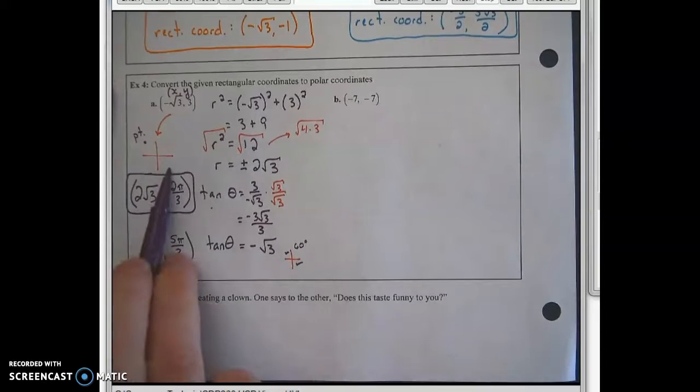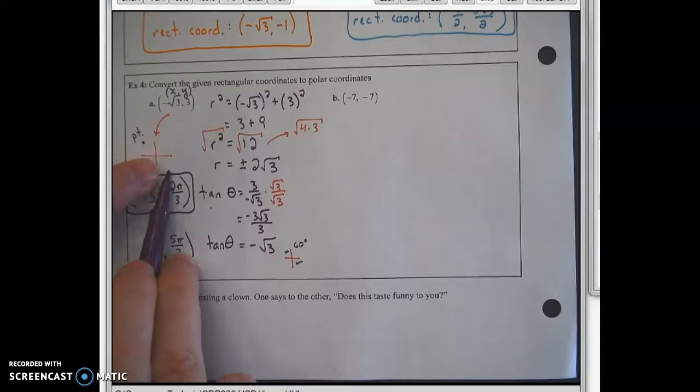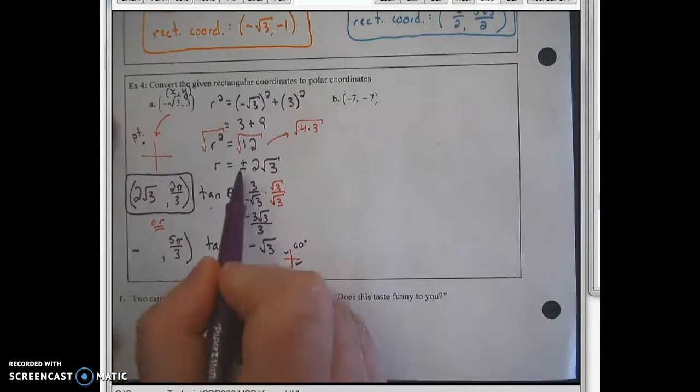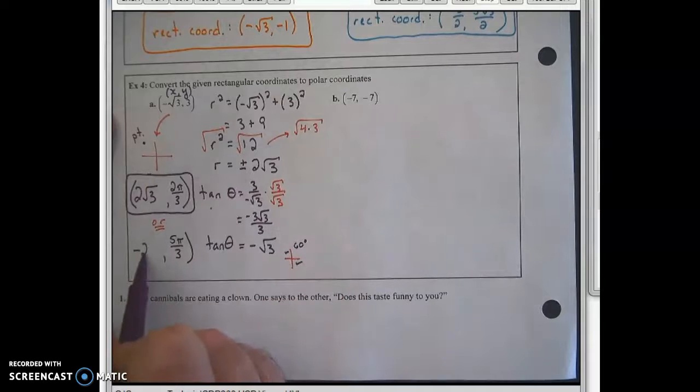This time 5 pi over 3 is down here. There's the origin. Is the point towards the angle or away? Obviously it's away. So I would choose the negative one of the plus or minus. So this is negative 2 root 3.